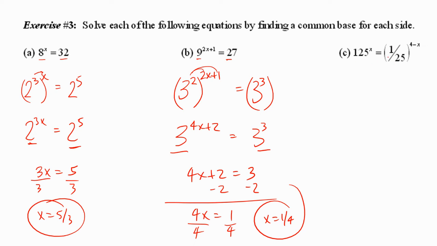Okay, this one we need to know our negative exponents. We sort of have some choices here. This is equal to 5 cubed. 5 times 5 times 5. And 1 over 25 is 5 to the minus 2. And then it's still being raised to the 4 minus x.